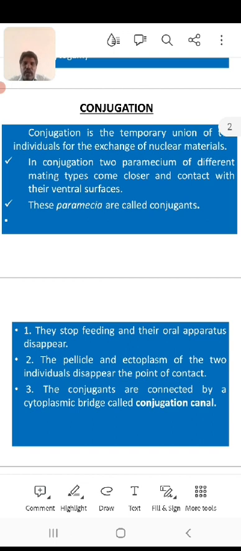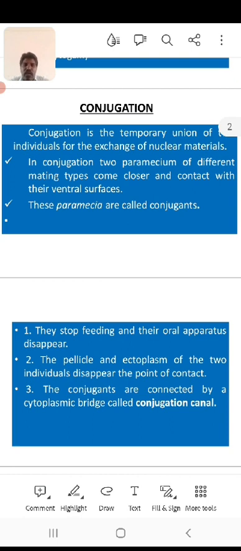The first step is that the Paramecia do not take in any feeding material during the conjugation process, because the oral apertures disappear. Then the pellicle and the cytoplasm of the two individuals disappear at the point of contact. Why? Because cytoplasmic and nuclear material are transferred between the two individuals.